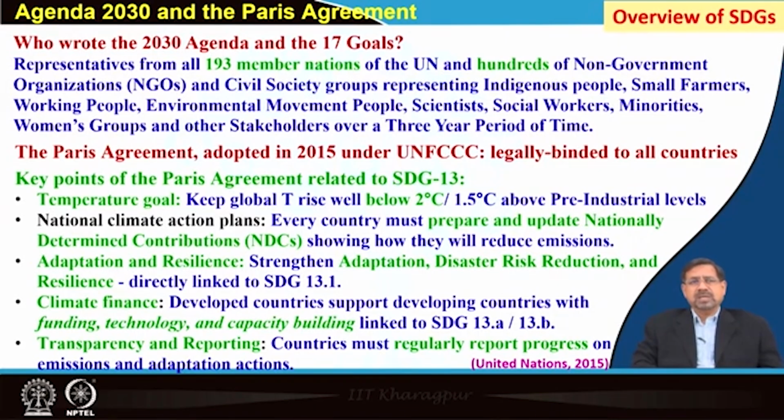So, the next one is transparency as far as the Paris Agreement is concerned. Countries must regularly report progress on emissions and adaptation actions. Yes, we understand that there has to be transparency. Which country is doing what should be known to the world. So, the progress report does that, in terms of reporting on emissions and adaptation actions.